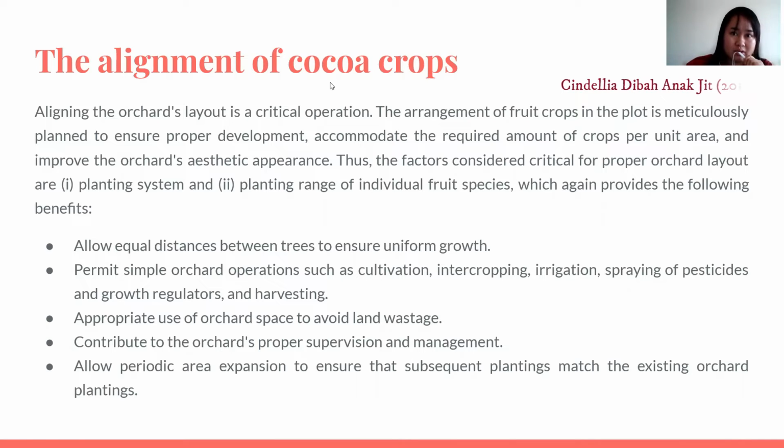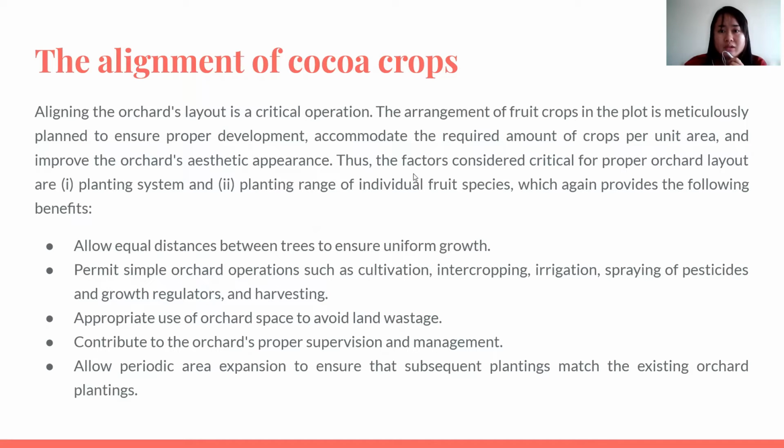I will be presenting about the alignment of cocoa crops, also known as industrial crops. The aligning of the orchard layout is a critical operation because the arrangement of fruit crops in the plot is meticulously planned to ensure proper development. And in order to accommodate the required amount of crops per unit area, it is also used to improve the orchard's aesthetic appearance to make it more pleasant to our eyes.